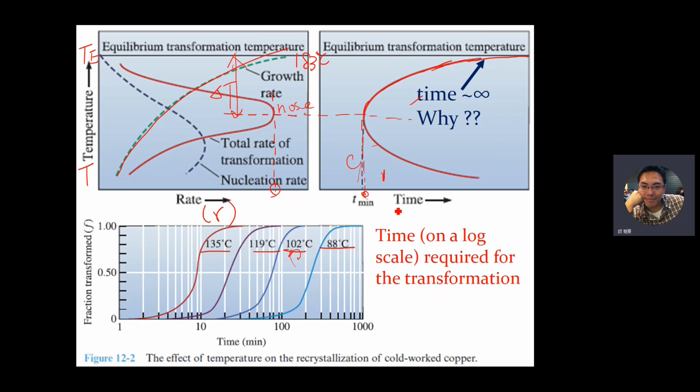Right, so first we can figure out the transformation rate depends on the temperature, right? It increases with temperature increase. So the temperature at 135 has the highest transformation rate compared with others.